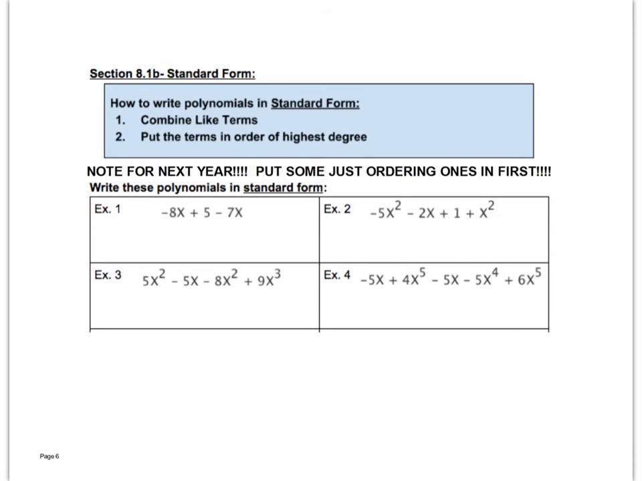All right, so that brings us to standard form. Polynomials should be in standard form.